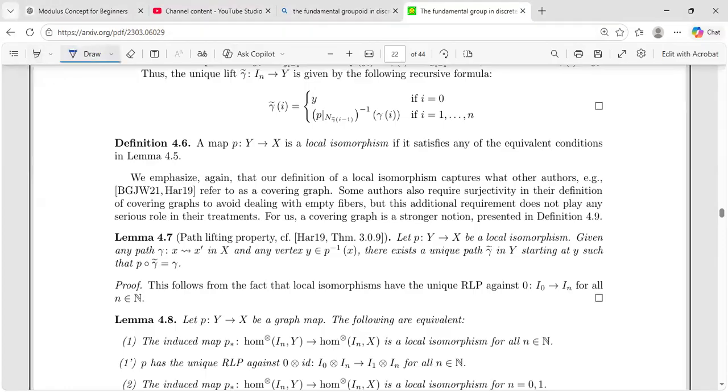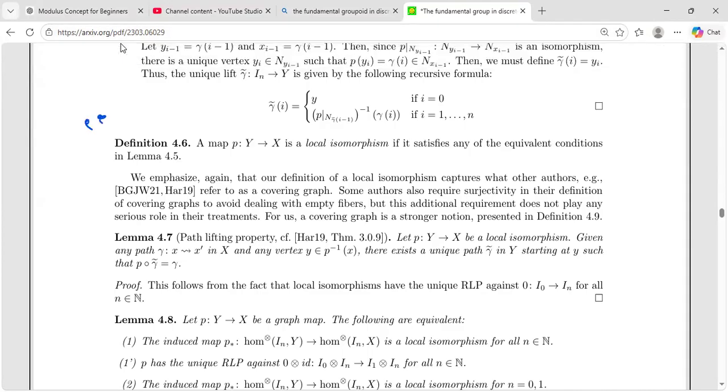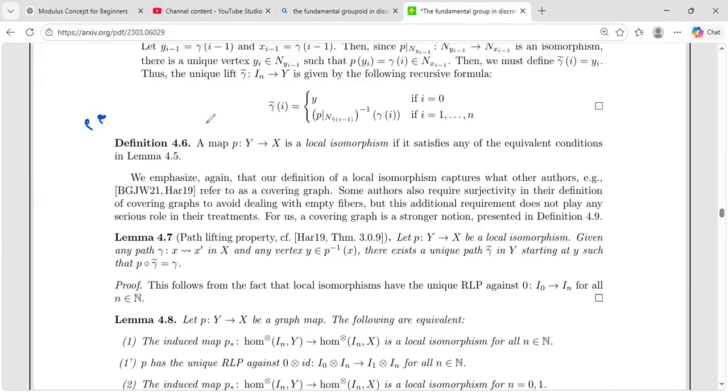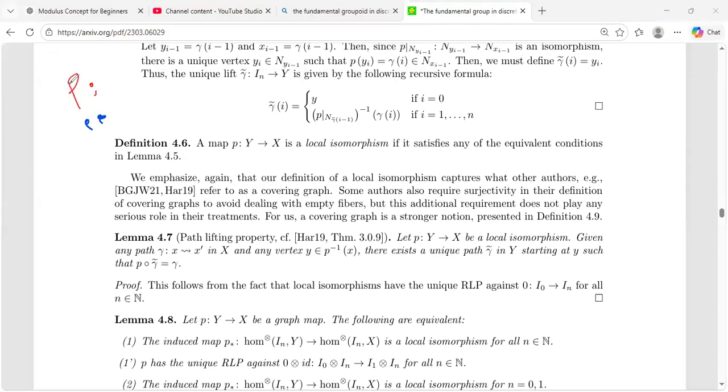So today we will see some definitions and lemmas. First of all, we will read definition 4.6. In definition 4.6, let's say we have a map P. This is a graph map from Y to X, according to the definition of graph map that I explained in previous videos of the discrete homotopy theory lecture series. So a graph map P from Y to X, where Y is also a graph and X is also a graph, is a local isomorphism.